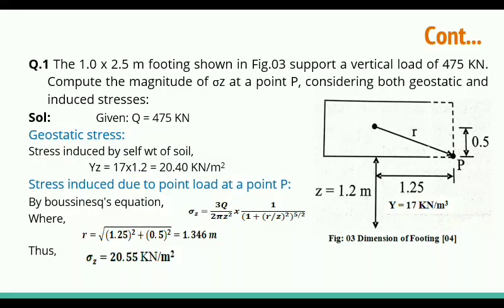So the total stresses induced in a soil, I already discussed in the previous slide, is the summation of the stress due to the self weight and the stress due to the applied load. So the self weight, that is the geostatic, we got 20.40, and by the applied load we got 20.55. By adding both values, we can get the total vertical stress that is induced at the point P.